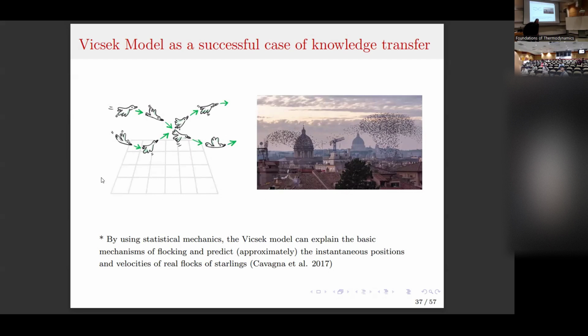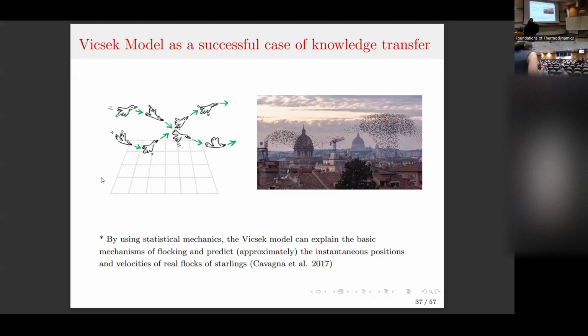Something that is only rarely recognized when we think about the application of statistical mechanics beyond the classical or typical domain is that in some cases, this is very successful. And when I think about success here, I'm thinking about empirical success. Of course, it's hard to talk about empirical success in the context of black hole thermodynamics, but it's easy to talk about empirical success in the context of flocks.